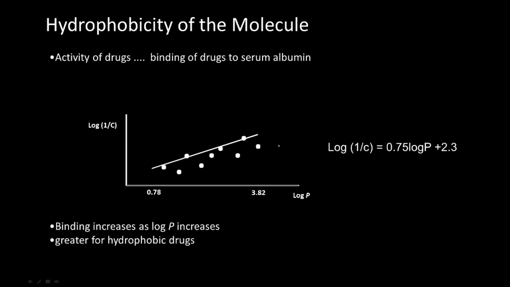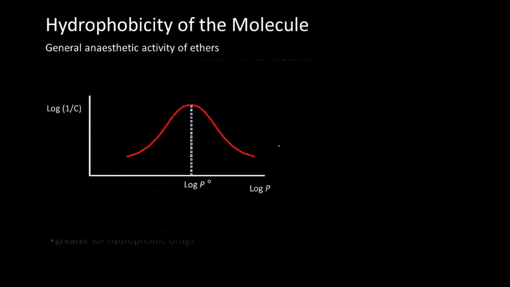So binding is greater for hydrophobic drugs. Binding increases as log P increases. It need not be linear all the time. It can be like this also. There could be an optimum log P0, where the activity is maximum, and initially it increases, reaches a maximum, and then comes down. So generally the anesthetic activity of ethers follows like this. So it's a non-linear relation. So the regression relation could be non-linear.